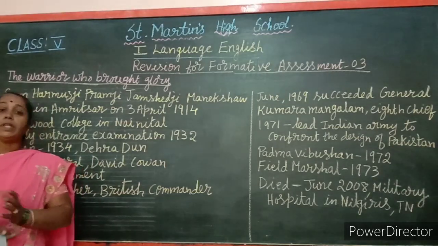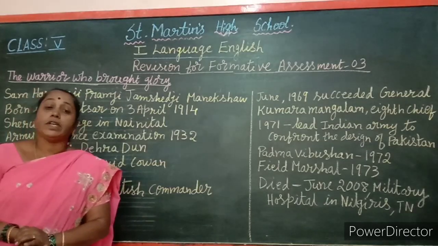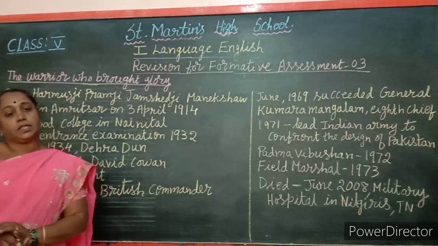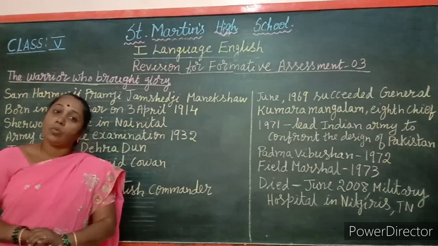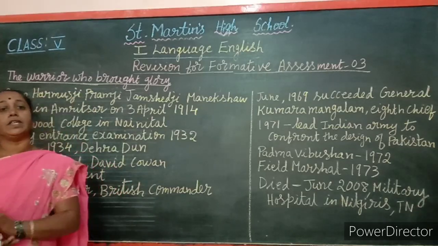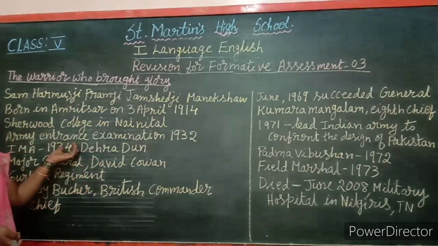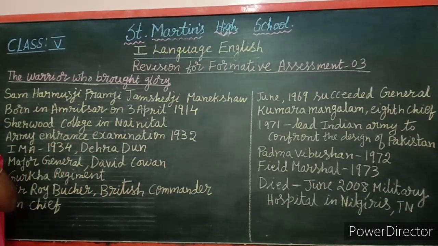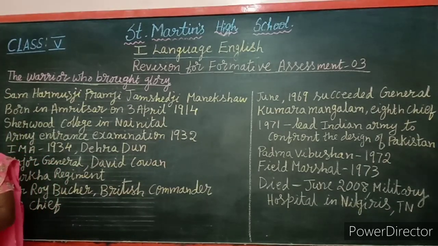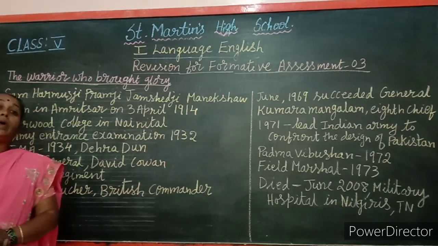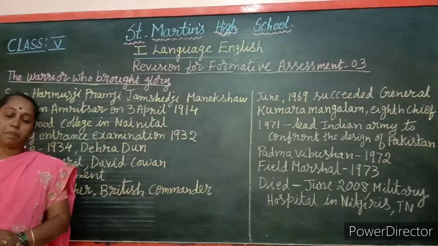So here, when Sam Manekshaw applied for the Indian Military Academy, there were 1200 applicants for 15 vacancies. Among them, even Sam Manekshaw was one. For these 15 vacancies, he had applied and he got selected in the year 1934. Then, after he joined the Indian Military Academy, he took part in World War II. While he took part in World War II, he was defending Burma against the Japanese.